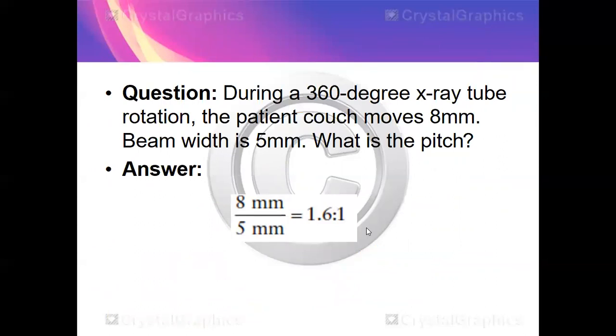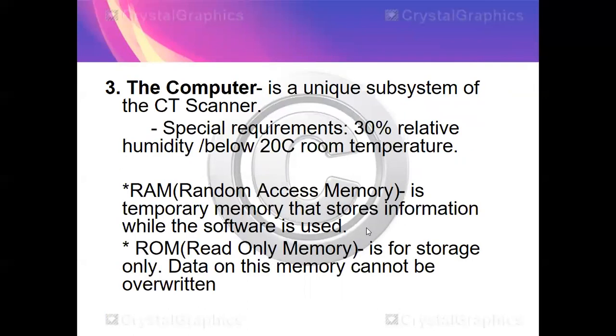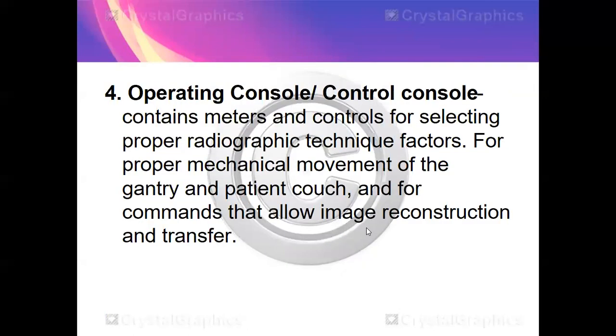So during a 360-degree tube rotation, the patient couch moves 8 millimeters, the beam width is 5 millimeters. So we simply plug in the values. So 8 divided by 5. So the pitch is 1.6 is to 1. So na-discuss ko na naman ito.